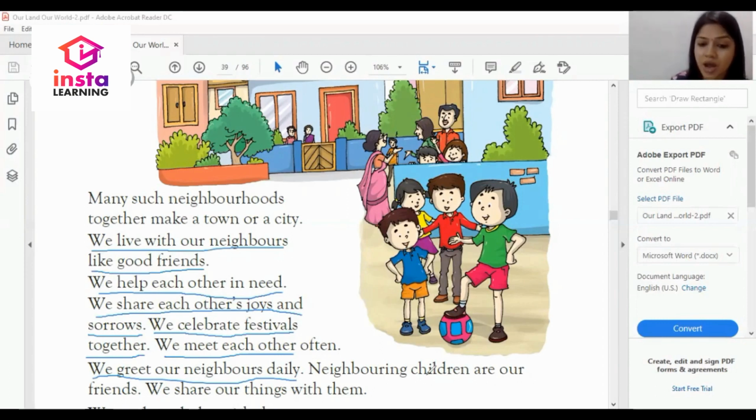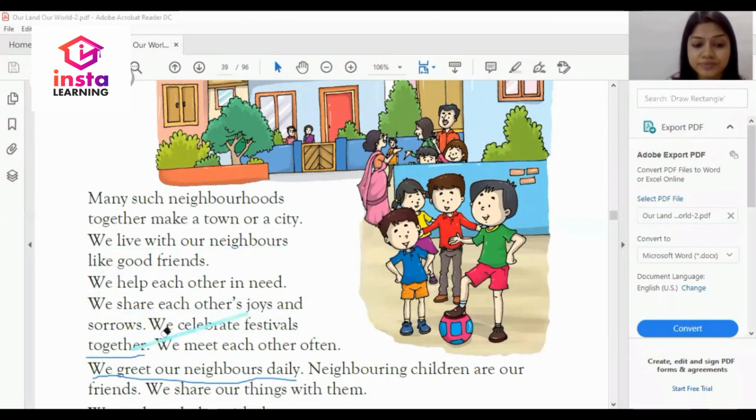Neighbors' children are our friends. So children, the children of our neighbors are our friends, whom we also call childhood friends. We share our things with them. We also share our belongings.